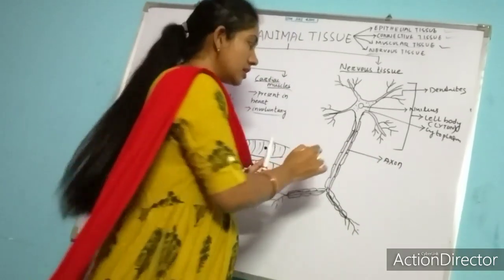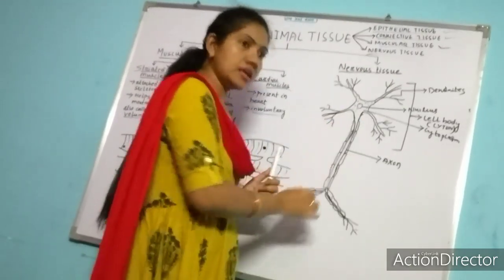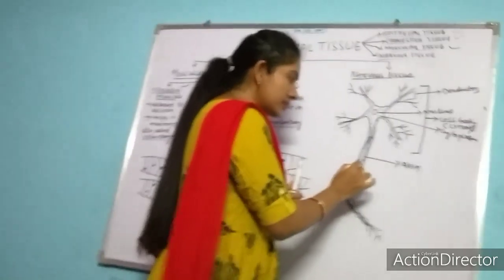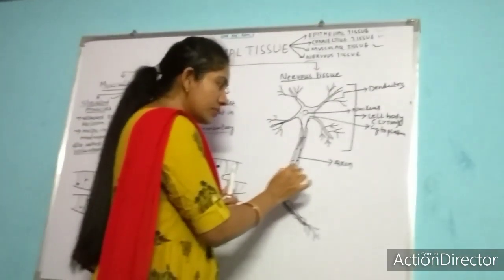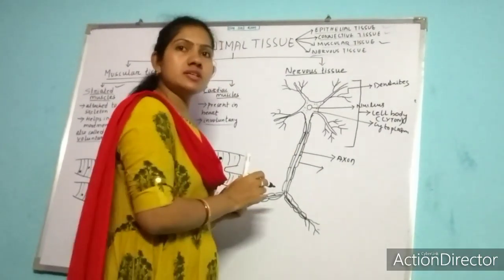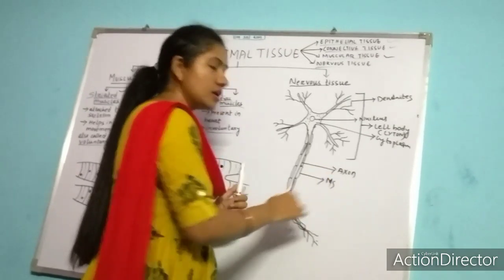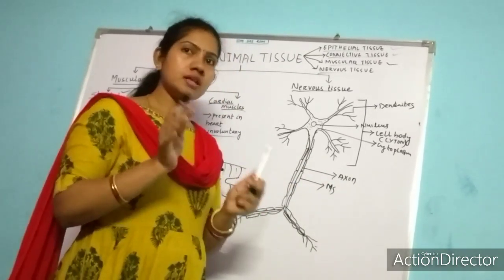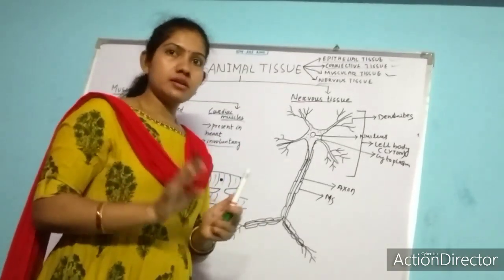Axon. The extension of a single dendron is called the axon, and the covering of the axon is called the myelin sheath. In short, only I am writing. Myelin sheath is the covering of the axon. What are the functions of all this? I will tell you. Don't worry.